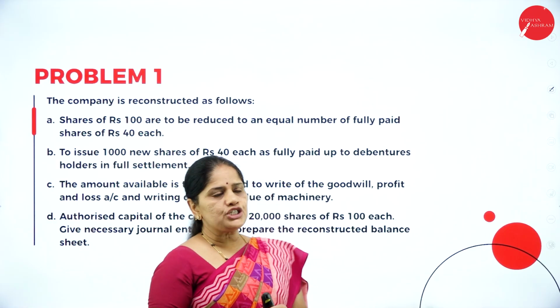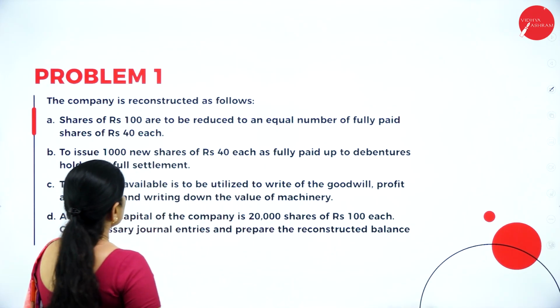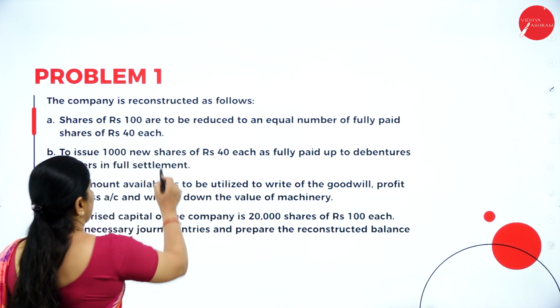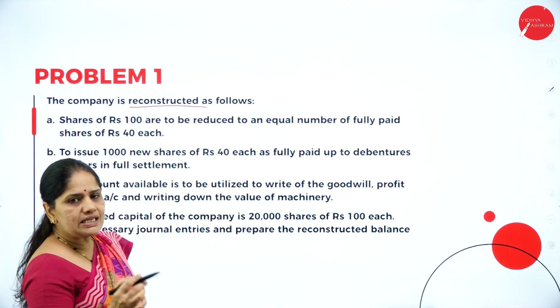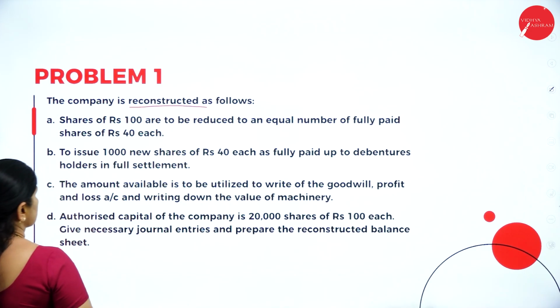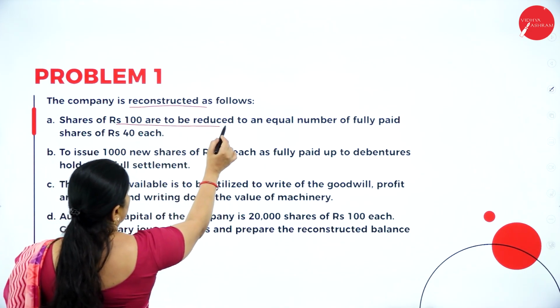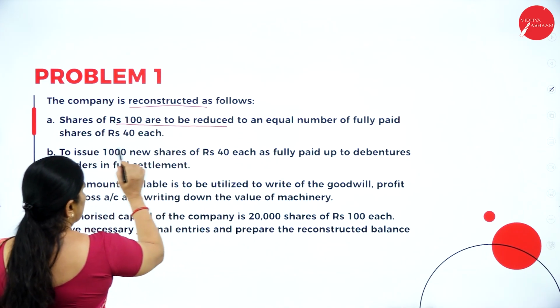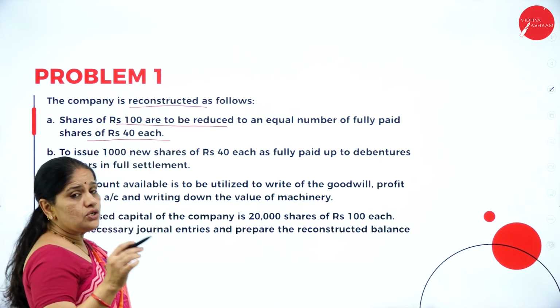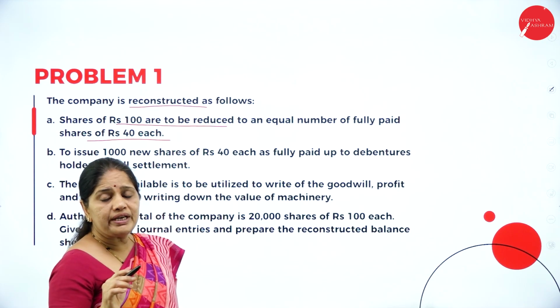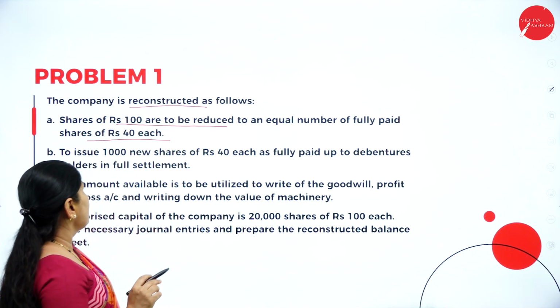Now let us see the additional information here. So the company is reconstructed as follows. Now they have a scheme of reconstruction. Now let us see what the scheme of reconstruction is. The shares of rupees 100 are to be reduced to an equal number of fully paid shares of rupees 40. So 100 rupees shares are to be reduced to rupees 40.